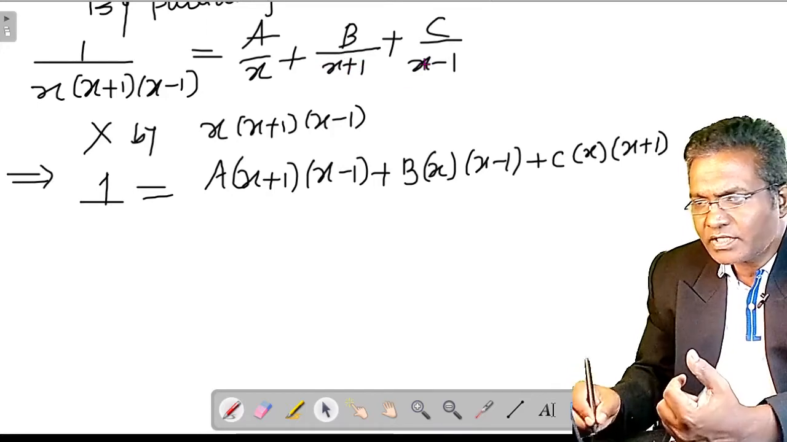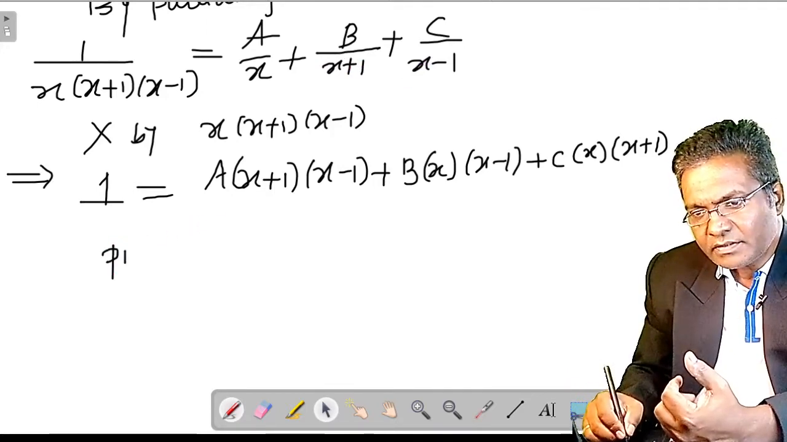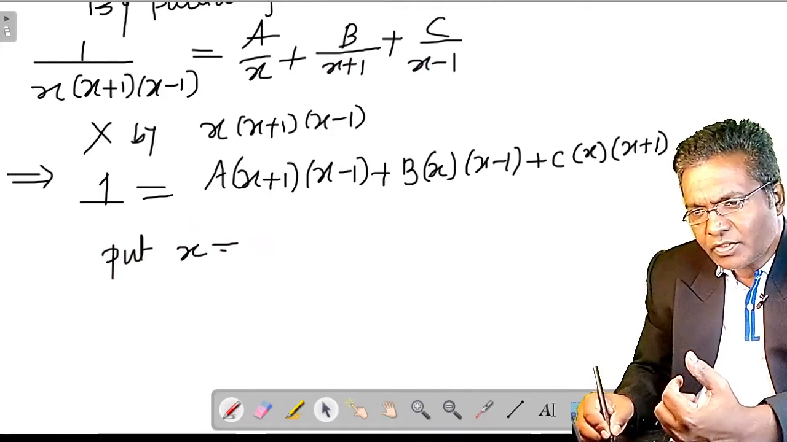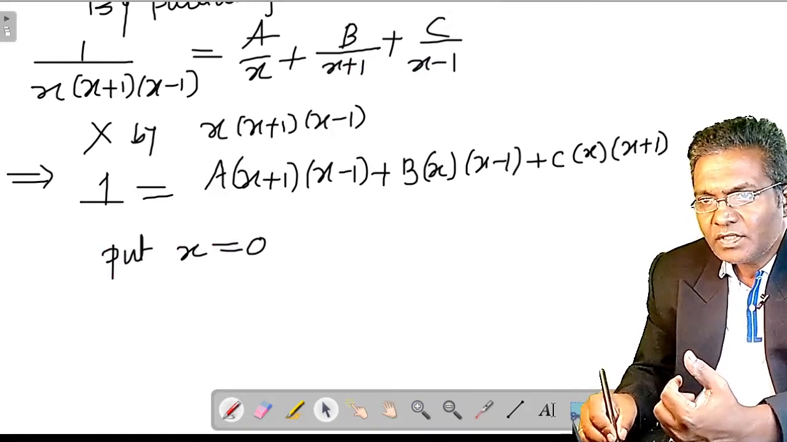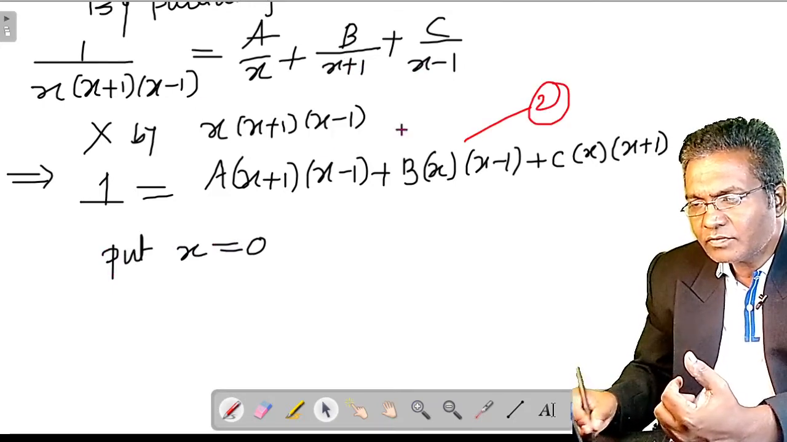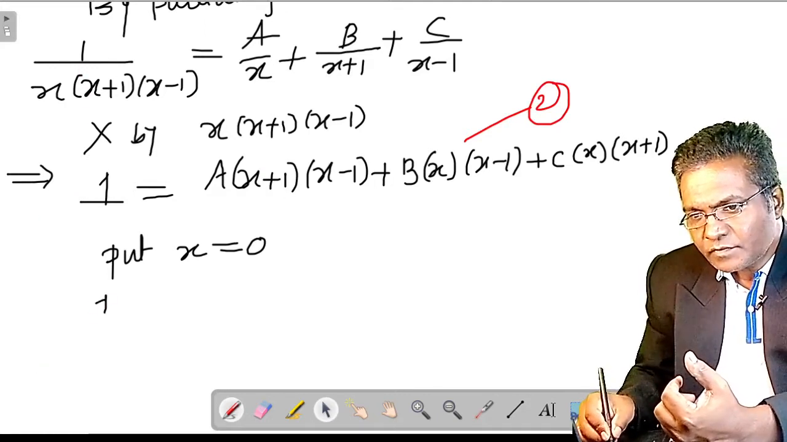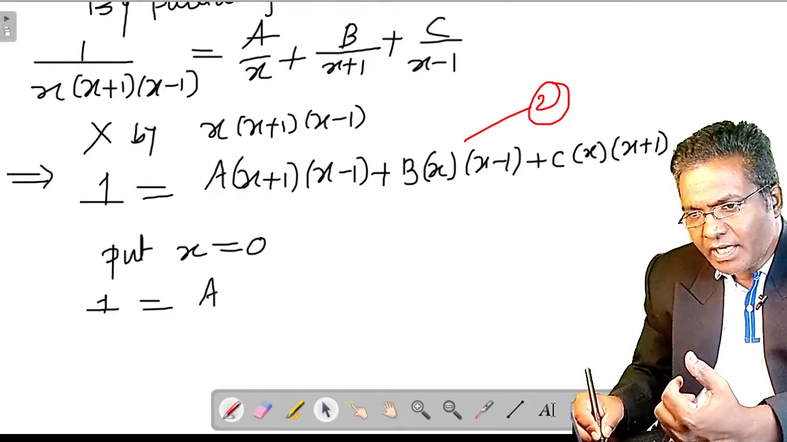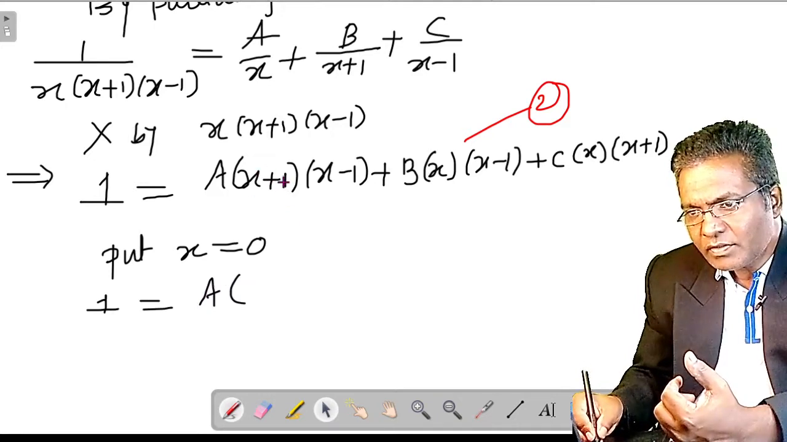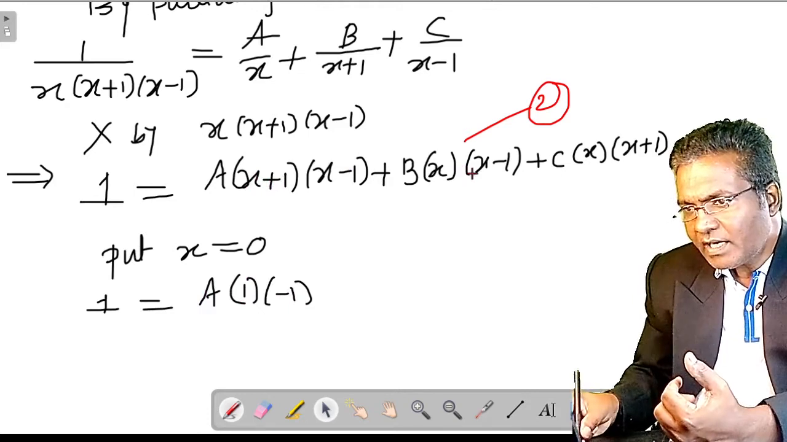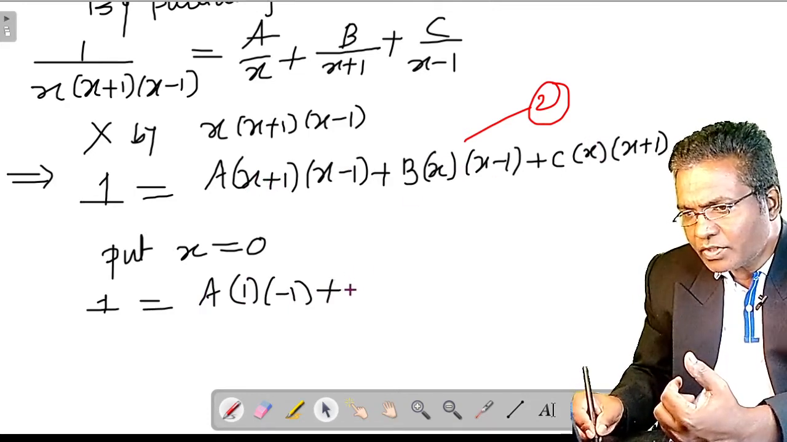Once, you have to choose this as 0. Okay. So put x equal to 0 in this. Okay, I can call it equation 2. So what will we get? 1 is equal to a into, if you put 0 here, we are left with 1 minus 1. Okay, and here we have x multiplied, so the next two terms are zeros.